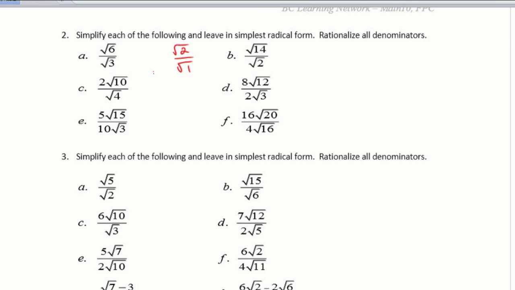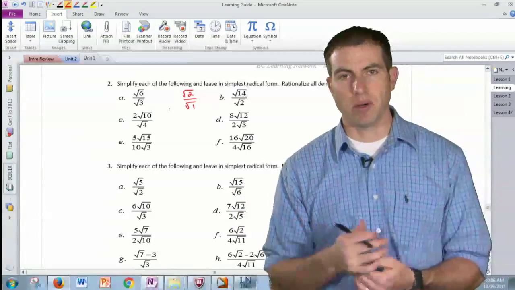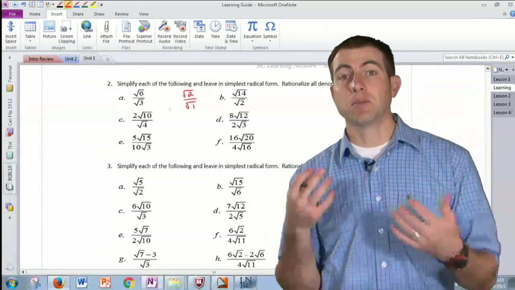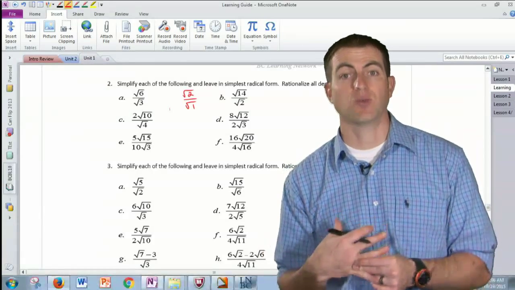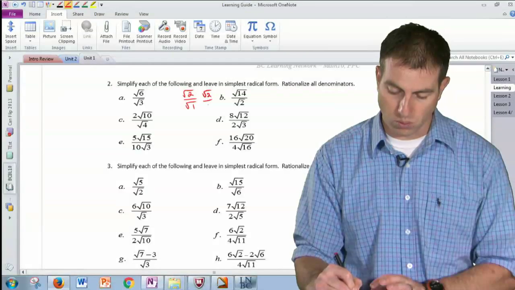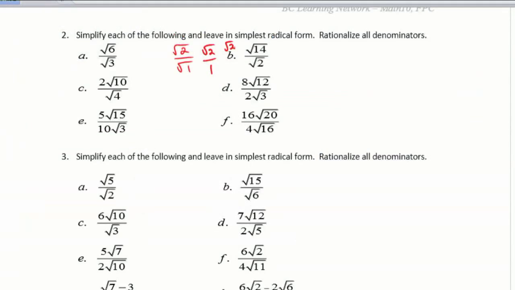What is the square root of 1? Square root of 1 kind of gets tricky because it gets forgotten about with our perfect squares. 1 times 1 equals 1. That is a perfect square technically. So I can take the square root of 1 and I just end up with 1. So I'd end up with root 2 over 1, and I can just write that as root 2. So that's the first one.